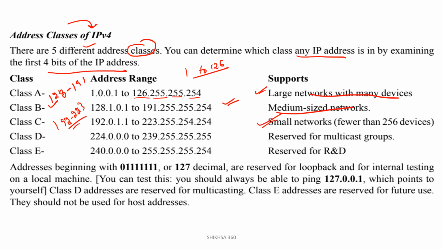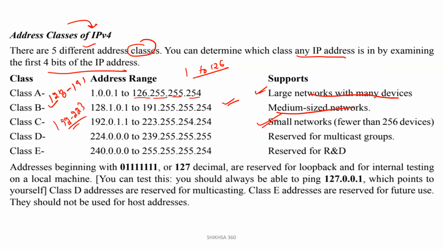224 to 239 is reserved for the multicast group. The last range, 240 to 255, is reserved for research and development. Clear? You just have to remember up to how much we have to go now.